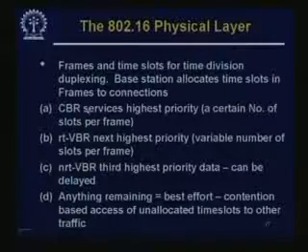CBR, as I said, constant bit rate service, is the highest priority. RT VBR, real time variable bit rate, is the next highest priority. NRT VBR is the third highest priority, which can be delayed, and anything remaining is the best effort, contention based access of unallocated time slots to other kinds of traffic. So this is how it is done.